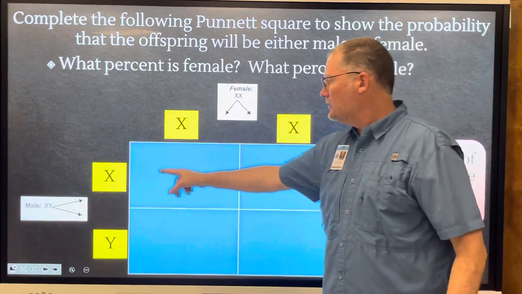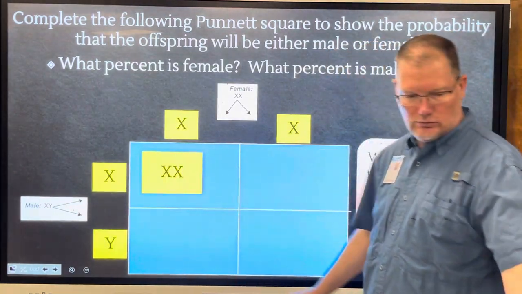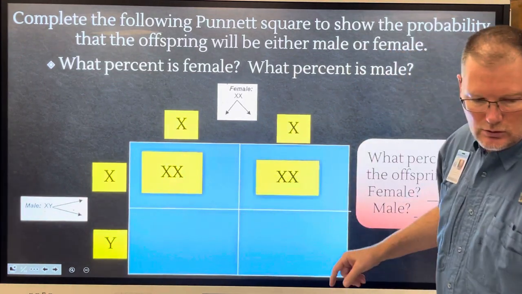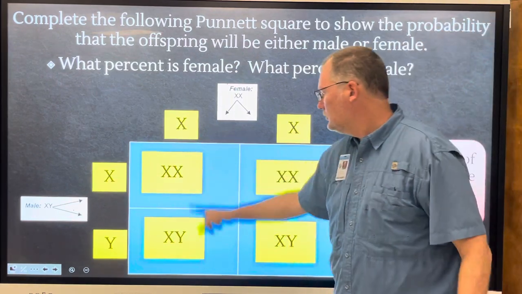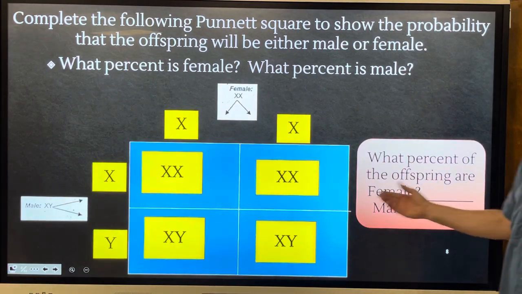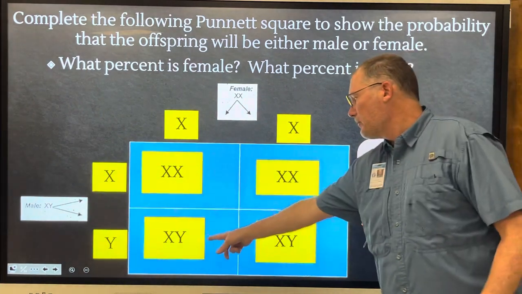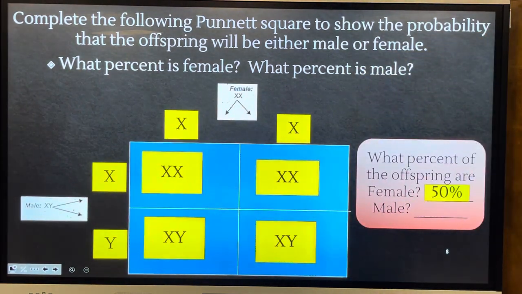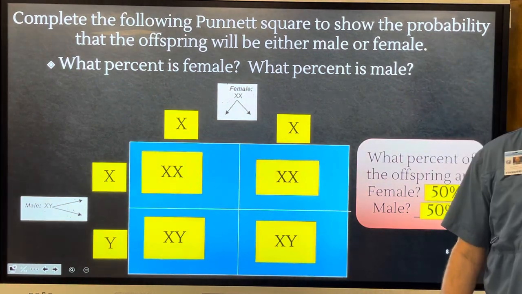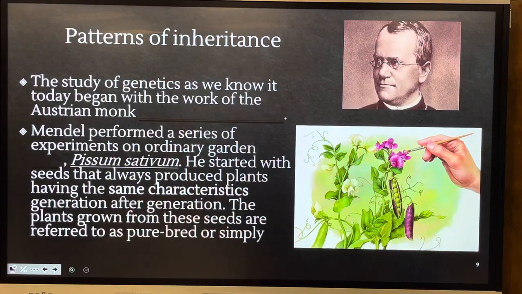So if I get X and X, what percentage is going to be XX? All of these. How about X and Y? X and Y. So what percent is going to be female? 50%. What percent is going to be male? 50%. Okay? It's not always that easy. This is the easiest one. Starting off easy, okay? So 50% for each. All right.